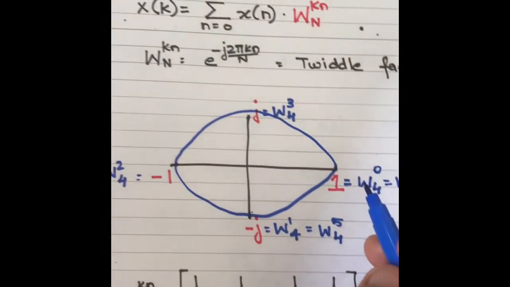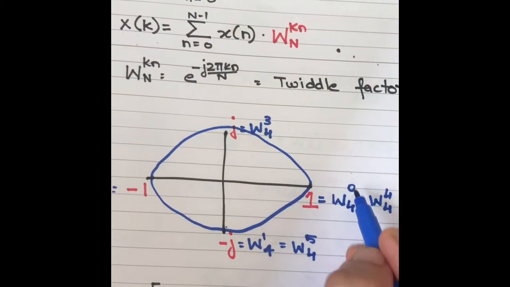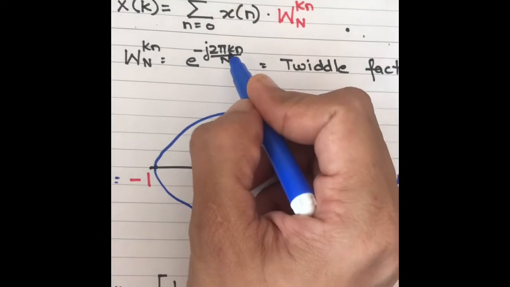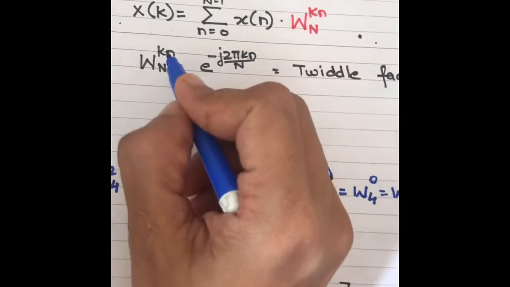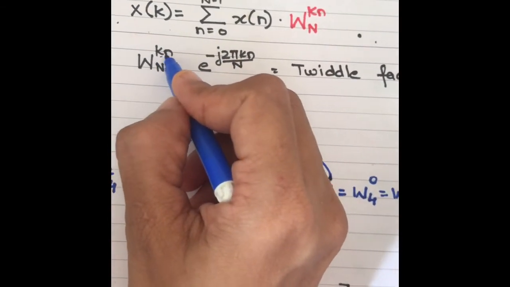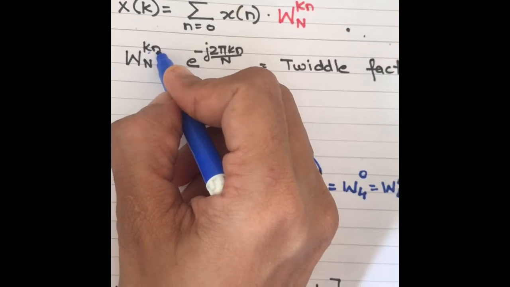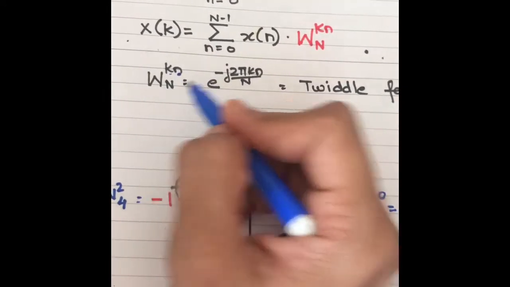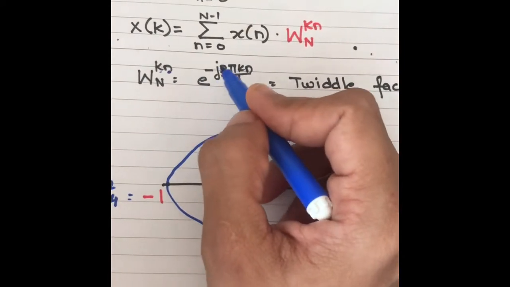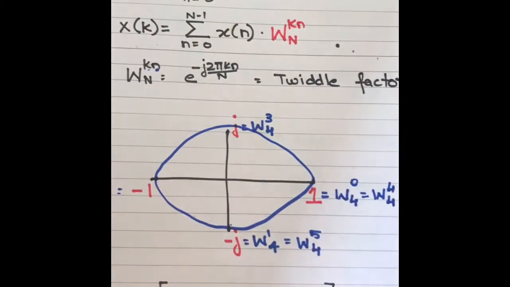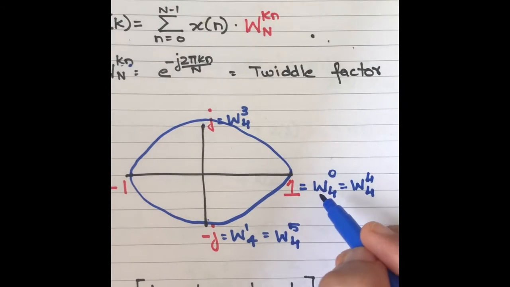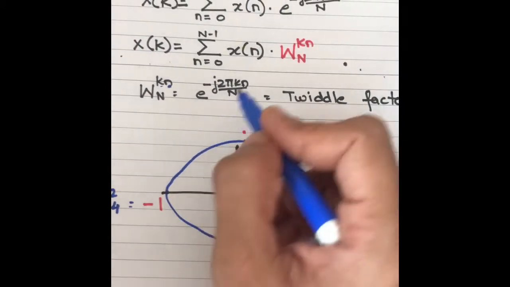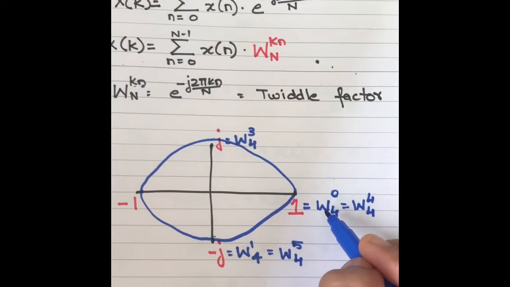Let's say for example, W_4^0. When I say W_4^0, k and n both become 0, the product becomes 0, so it will be e raised to 0 by 4, which is equal to 1. E raised to 0 is equal to 1.